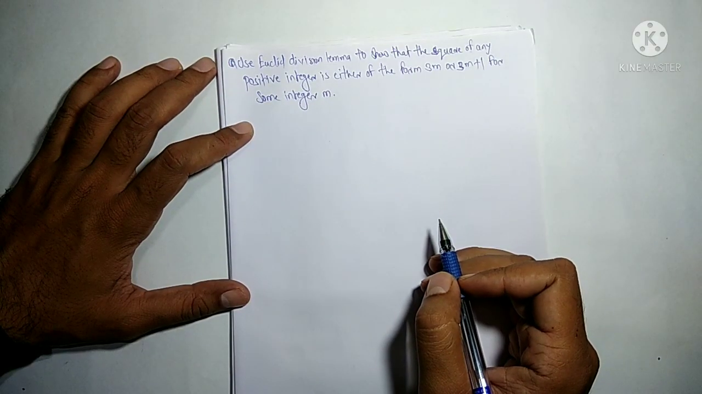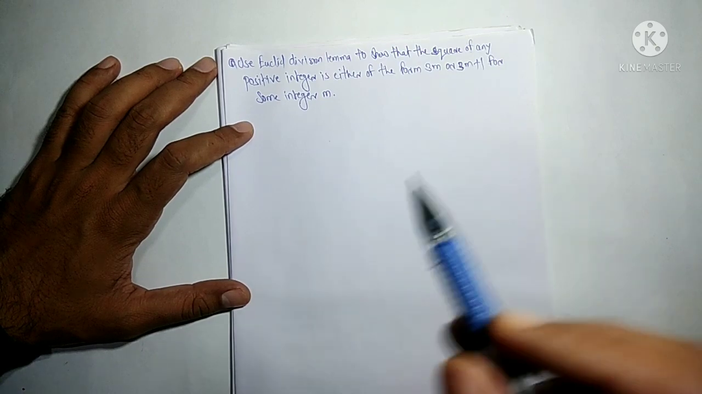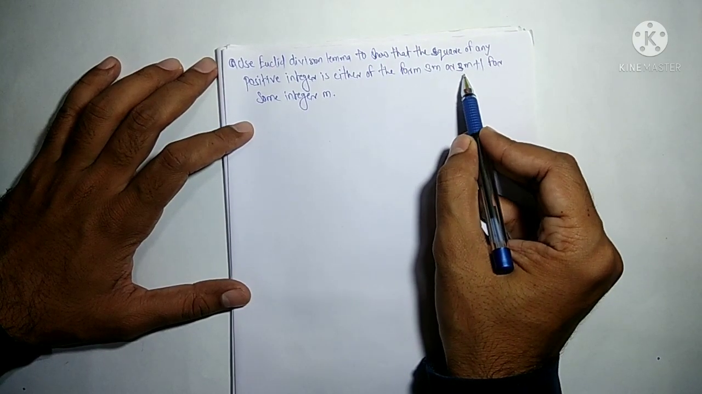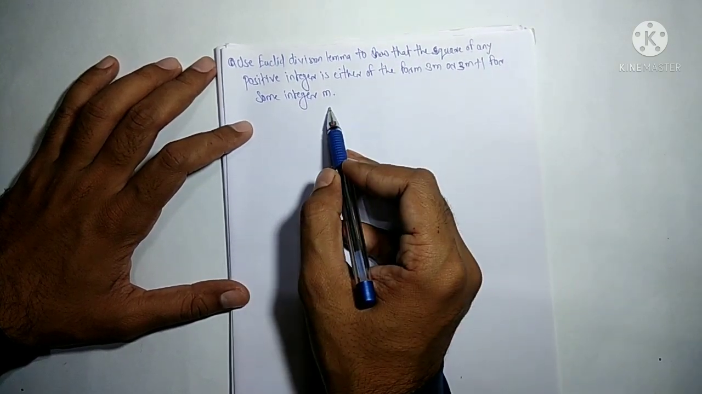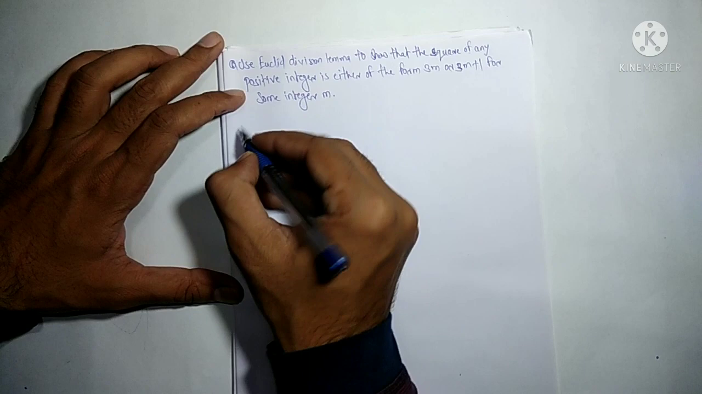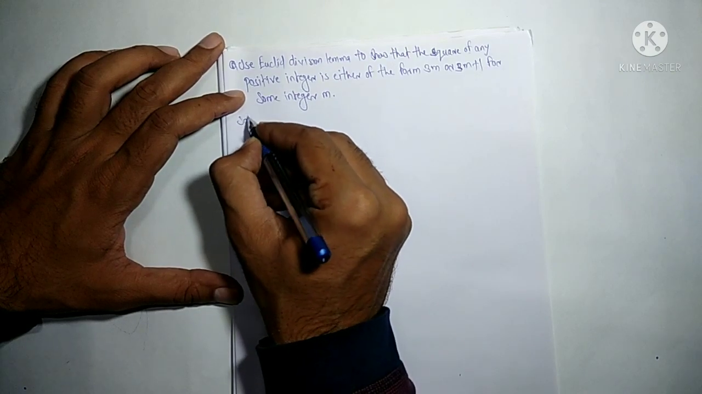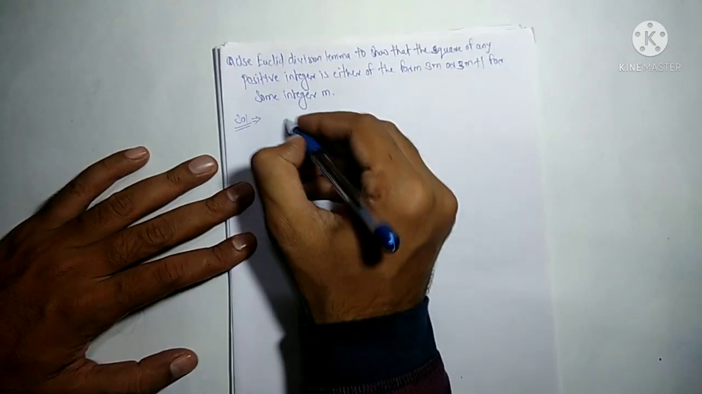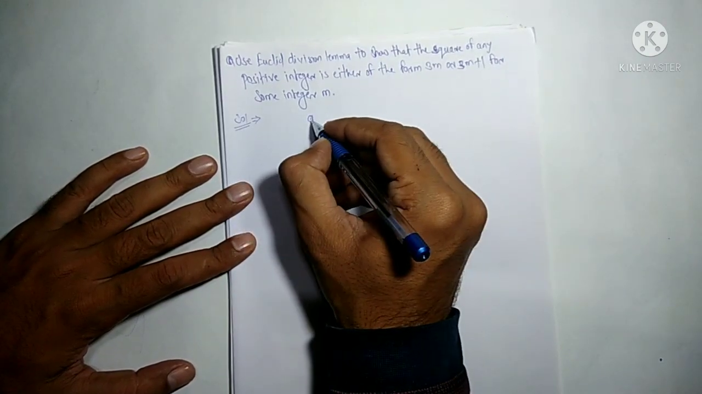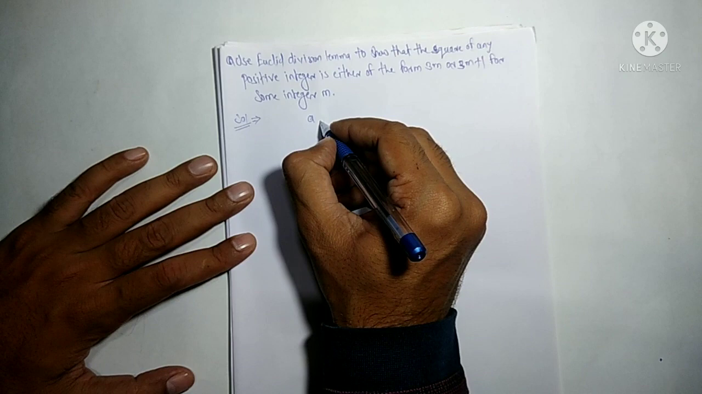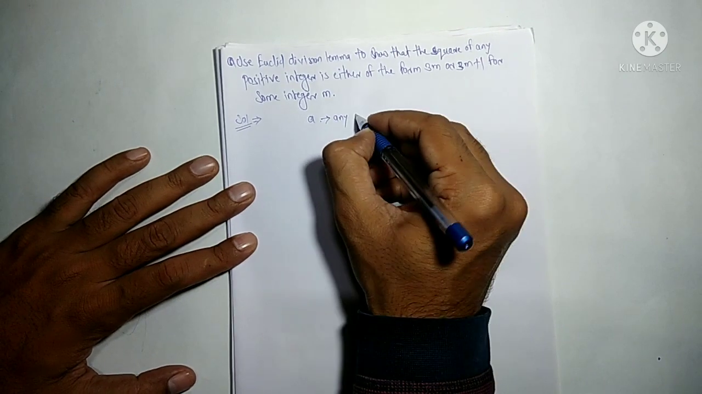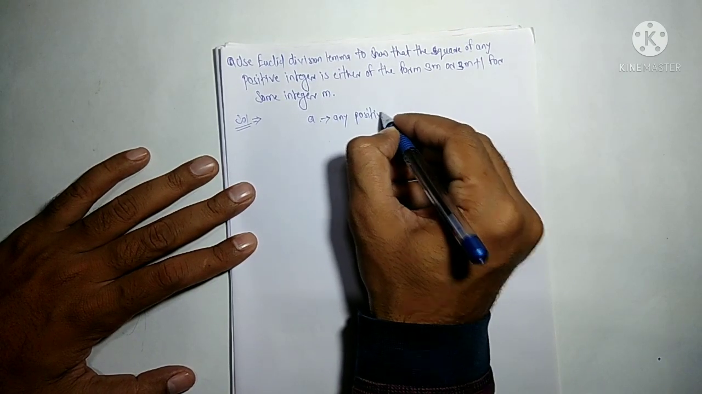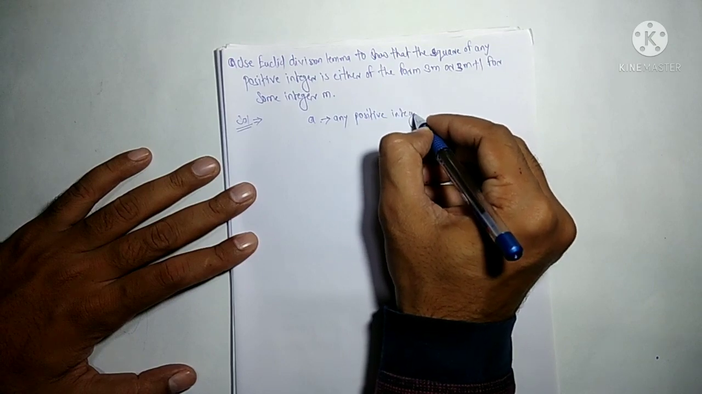The question says, use Euclid division lemma to show that the square of any positive integer is either of the form 3m or 3m plus 1 for some integer m. Okay, let's do the solution. Let us start by taking a. Assume a is any positive integer.